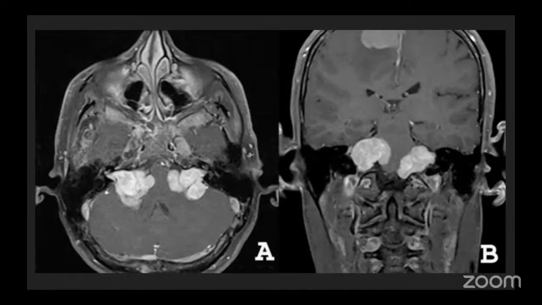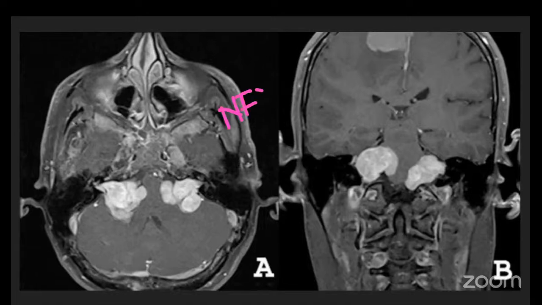This is a very classic case of bilateral vestibular schwannomas, which characterizes which condition? NF2. NF2, that's right. Bilateral vestibular schwannomas are characteristic for NF2. Very, very rare to see this huge. Usually, what you see is one very large vestibular schwannoma and the other is usually small. You can see that there is severe compression of the brainstem going on. There is distortion of the cerebellar peduncles as well in the coronal images.